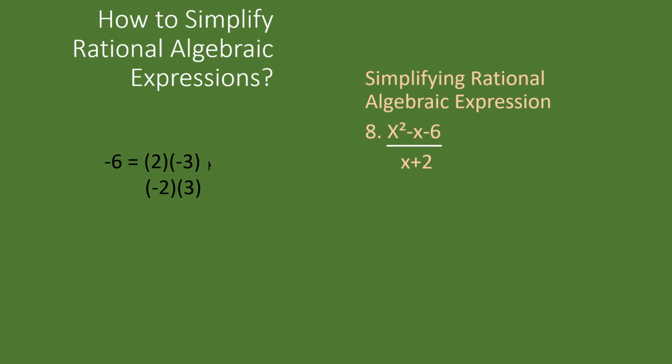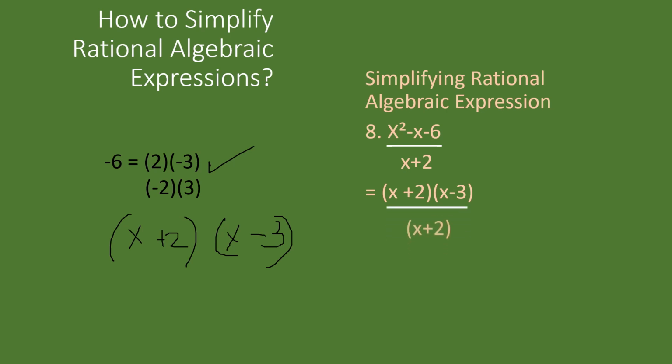So we have this one. And then simply, you can just write 2 parentheses here. And this is x. And this is x. And then plus 2. And then minus 3. Okay. And that's the factored form of the numerator. And the denominator is just copy that, x plus 2. Now we can cancel this one. And what is left now is x minus 3.